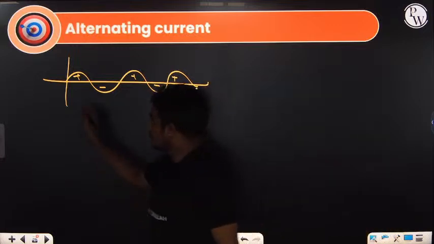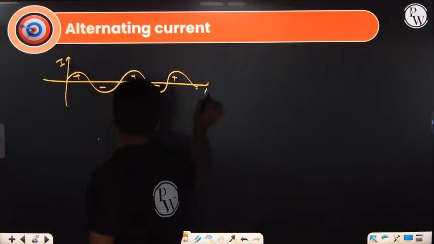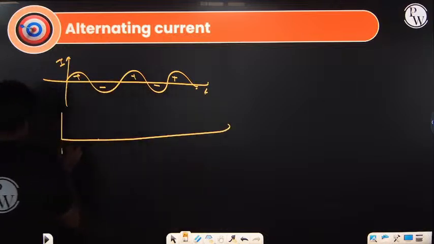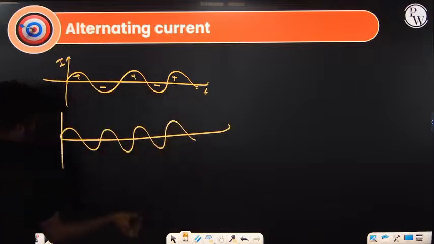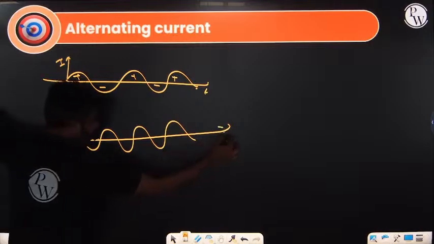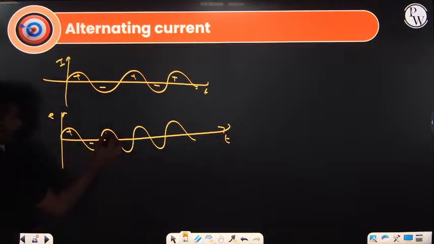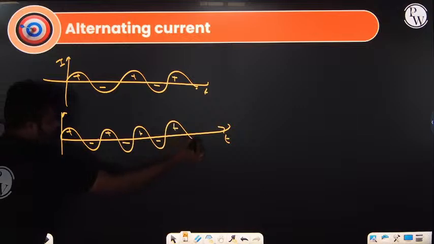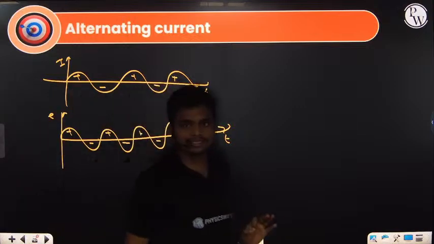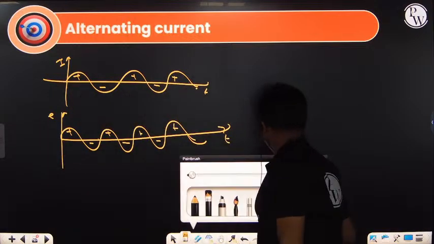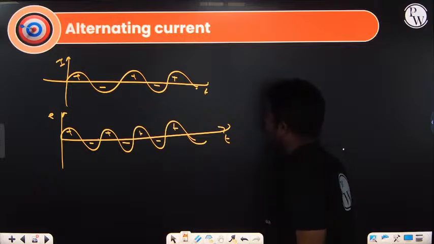Polarity should change. If you talk about this I versus T, and if you talk about this EMF, the EMF also changes its polarity. Again, this one is E versus T, and we can check again this side positive, negative, positive, negative. No matter what the magnitude is, they should change the direction with respect to time. So this is alternating current.